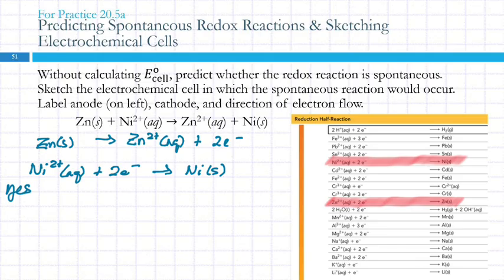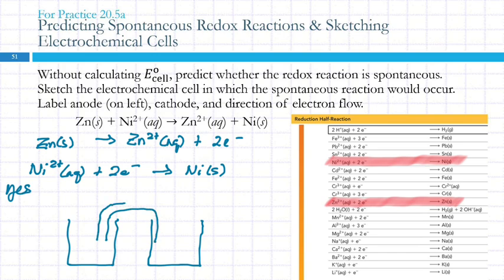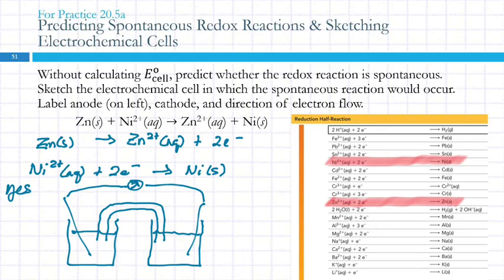Sketch the electrochemical cell in which the spontaneous reaction would occur. You will have to do a little bit of sketching, and it doesn't need to be beautiful. An ox and a red cat. An ox, I really like that, thank you. And a red cat.